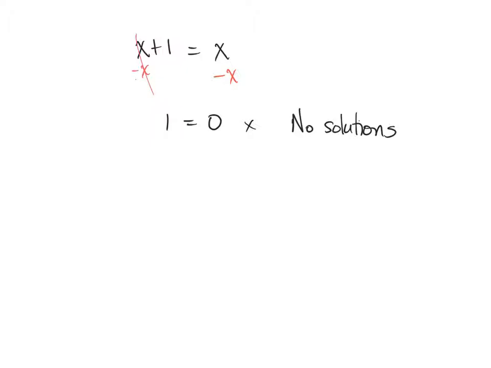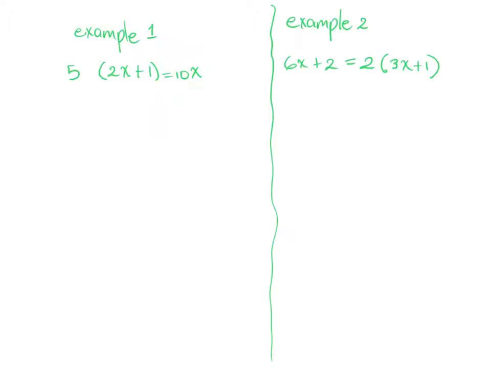All right, so let's try a couple of examples and see if we can figure out if they have infinitely many solutions or no solutions at all. Okay, so let's start off with example 1. In example 1, we have parentheses, so we have to simplify the left side of that equation before we start to move things around. So we're going to multiply the 5 by 2x and multiply the 5 by 1. That's our distributive property. So we get 10x when we multiply 5 by 2x, and we get plus 5 when we multiply 5 by 1, is equal to 10x.